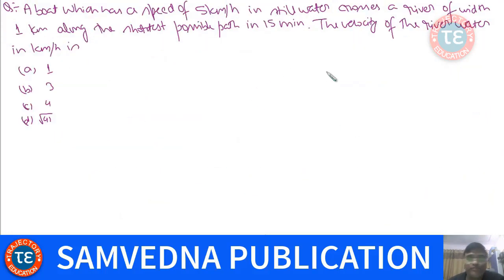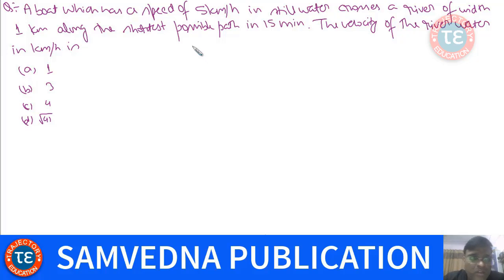Alright. Okay. Let's go to the next question. Question: A boat which has a speed of 5 km per hour in still water crosses a river of width 1 km along the shortest path in 15 minutes. The velocity of river water in km per hour is?